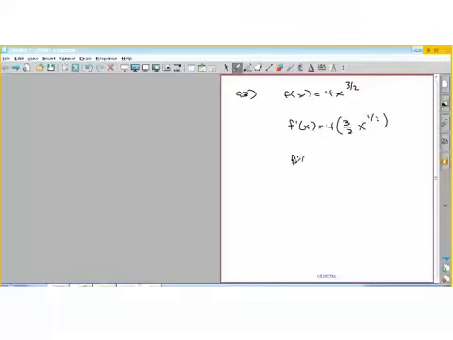So let's go ahead and simplify that before we take the next derivative. 4 divided by 2 is 2. 2 times 3 is 6, so we get 6x to the 1/2 power.